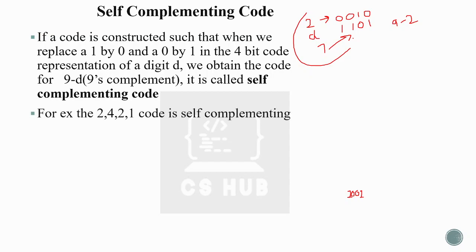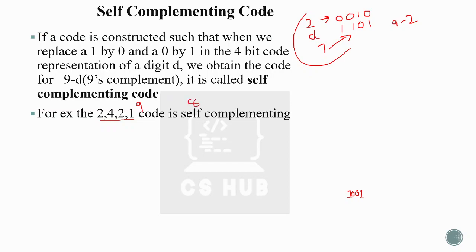For example, our 2421 code is self-complementing. A weighted code is said to be self-complementing if the sum of its weights is equal to 9. 2 plus 4 plus 2 plus 1 equals 9. So this 2421 code is self-complementing.